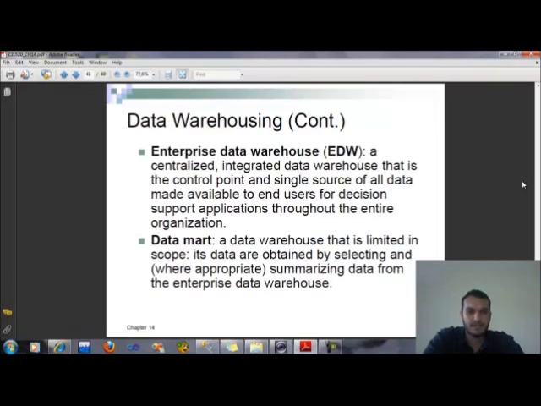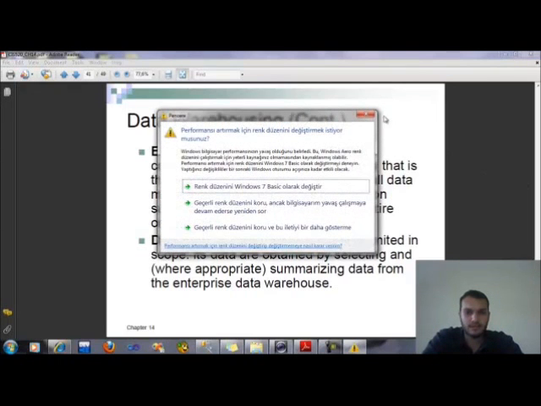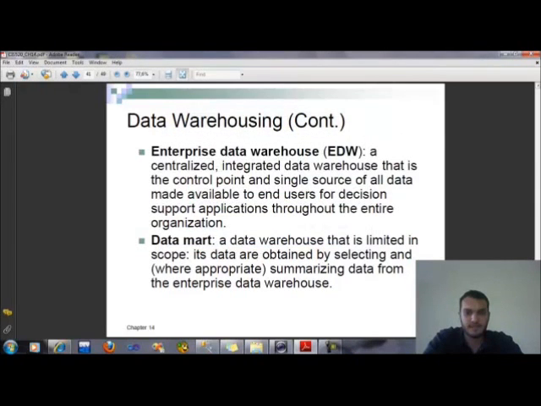And an enterprise data warehouse is a centralized, integrated data warehouse that is a control point and single source of all data made available to the end users for decision support applications throughout the entire organization. What's a data mart? A data mart is a data warehouse that is limited in scope. Its data are obtained by selecting and summarizing data from the enterprise data warehouse.